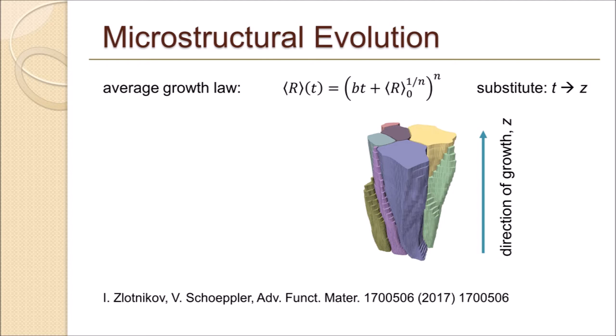Therefore, when presenting the obtained results, the temporal parameter t from grain growth is substituted by the growth direction z. In fact, the growth of the prismatic layer is simply treated as a two-dimensional process in which the 2D tomographic sections taken perpendicular to the growth direction at different locations present the different stages of the structural formation.